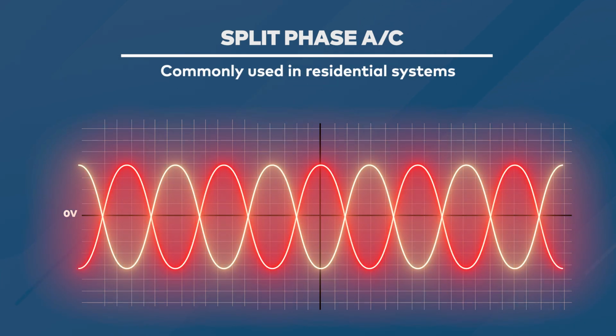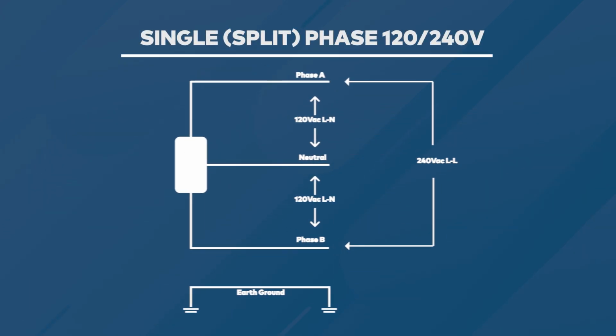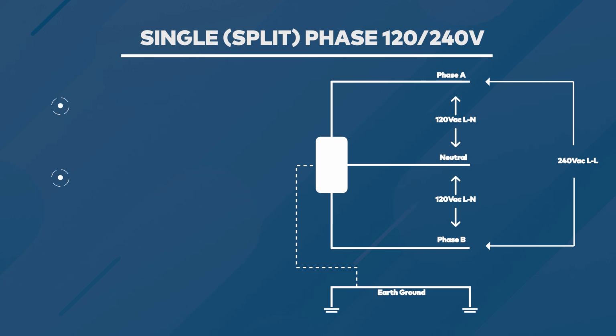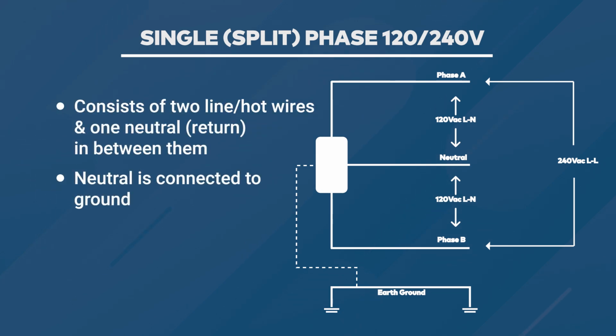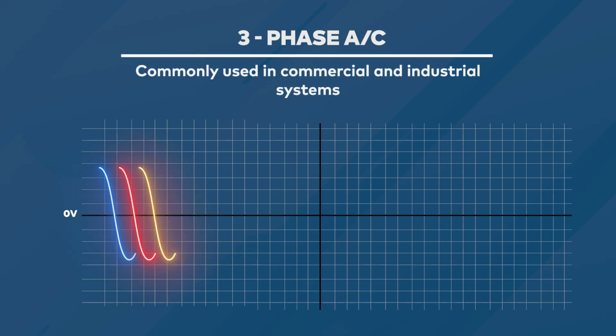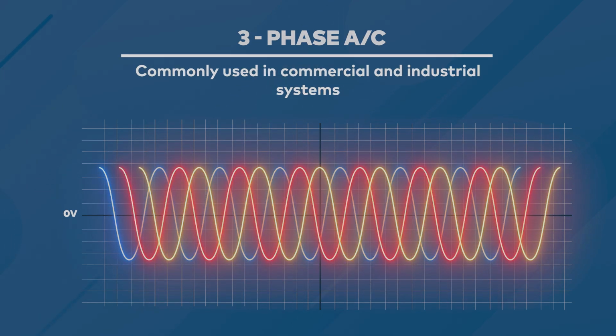In these systems, there are two line wires and a neutral. This allows devices to either use 240 volts if they are connected to the two line wires, or 120 volts if they are connected to a line wire and the neutral. Please note again that the ground wire is required for safety, even though it is connected to the neutral at the electrical panel. Three-phase systems are used in most commercial and industrial applications.